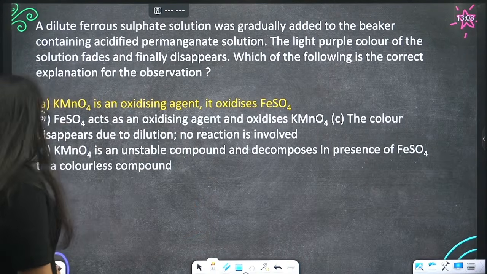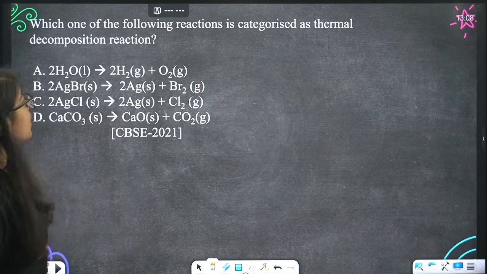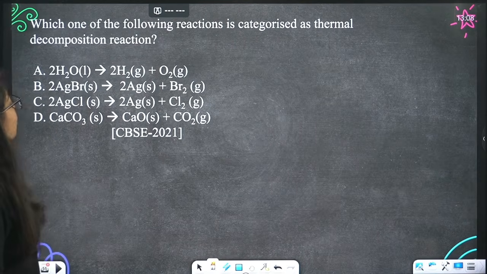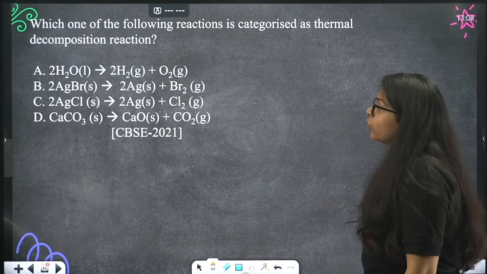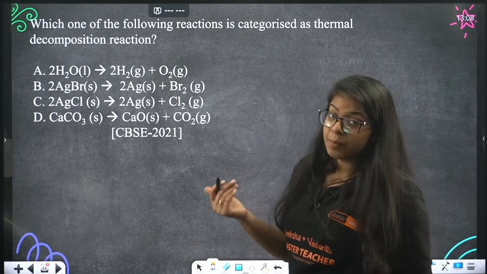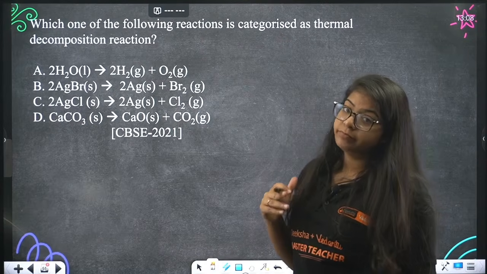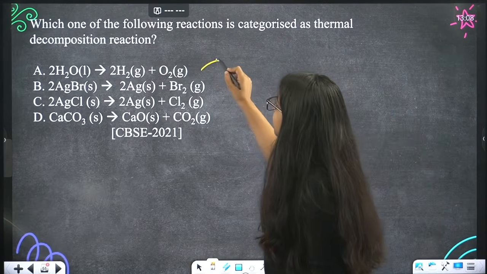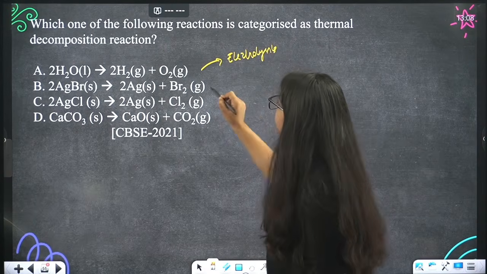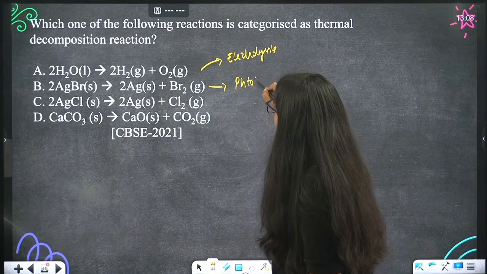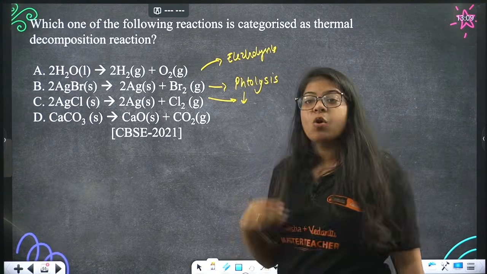Done? Next, beta, we have another question. Which of the following reactions is categorized as a thermal decomposition reaction? Water breaking down into hydrogen and oxygen, AgBr breaking down into Ag and Br2, AgCl breaking down into Ag and Cl, CaCO3 breaking down into CaO plus CO2. Ma'am, water is electrolysis. AgBr also, ma'am, was photolysis, and AgCl was also photolysis.